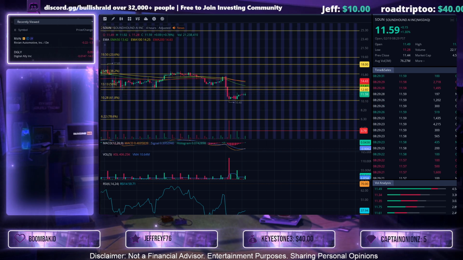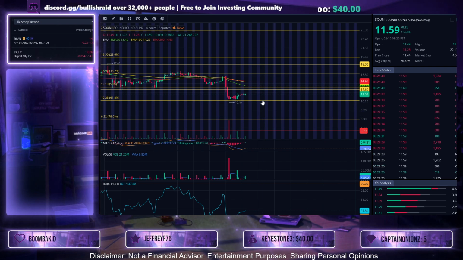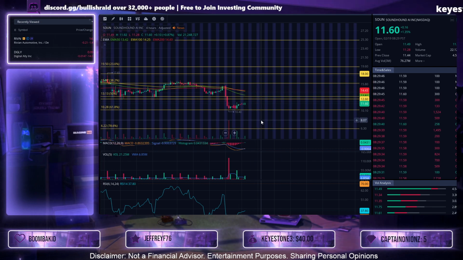So rejecting $13 would lead me to believe that SoundHound AI is crashing back down to $10.30, and then potentially down to this range between 10 and 6. Okay, that's like the worst case scenario or most bearish case scenario. It could also be a dip opportunity for those that are long-term on SoundHound AI.